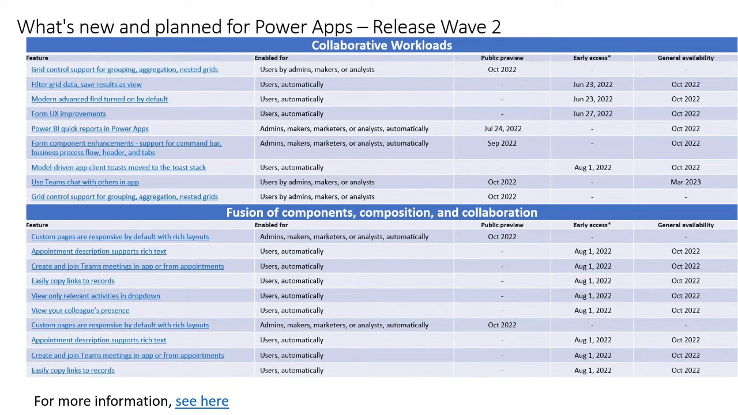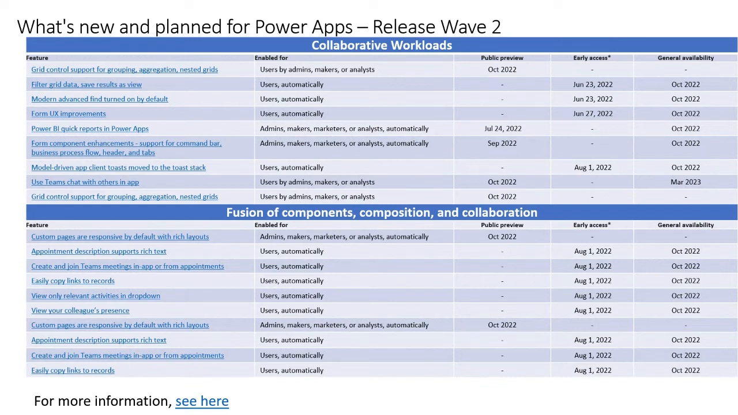Like I mentioned, Release Wave 2 covers everything from October to March, so there may be some features that aren't available right away here in October. And as you can see on the slide, there are different dates for public preview, early access, and then general availability based on the different feature. Also, there's a column called enabled for, and that shows who the feature is meant for and how it's actually enabled. This should be pretty standard across the entire Release Wave 2 if you look at different features.